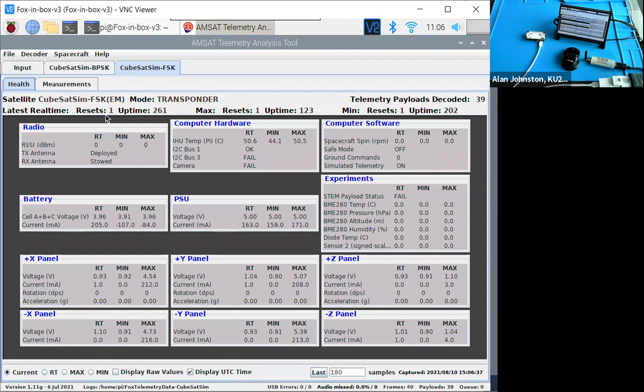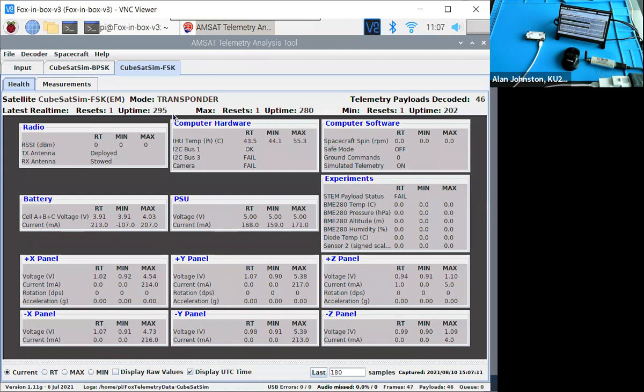And if your CubeSatSim Lite is relatively new, you haven't used it much, you might have a low reset count like 1 here. But if you've used it a bunch of times, every time you power on and off or change modes or change configurations, it causes the software to restart, and that will increment this resets. Also next to it there is an uptime. So this is how many seconds since the last reboot.